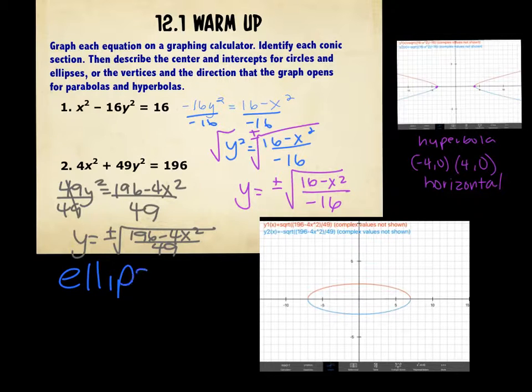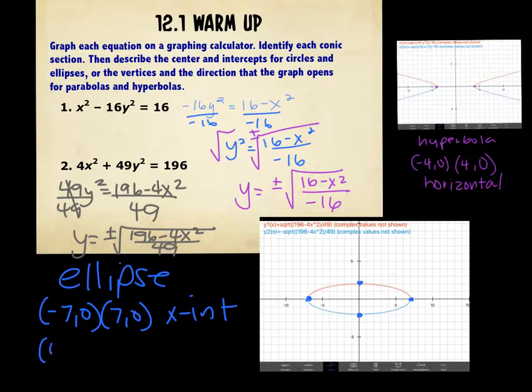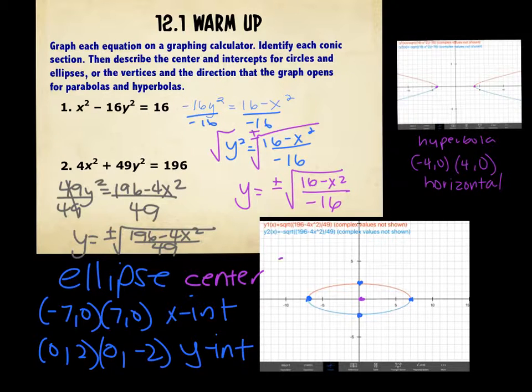An ellipse, good. So with an ellipse, you're going to identify the intercepts, which are at positive 7 and negative 7, so negative 7, 0, and positive 7, 0 are your x-intercepts. And then your y-intercepts, which are at positive 2 and negative 2. So 0, 2, and 0, negative 2 are your y-intercepts. And the center, which is right in the middle there at the origin, or 0, 0. So for a hyperbola and a parabola, you're going to say the type, the vertices, and what direction it faces. For an ellipse and a circle, you get the center and the intercepts. Questions on that one?